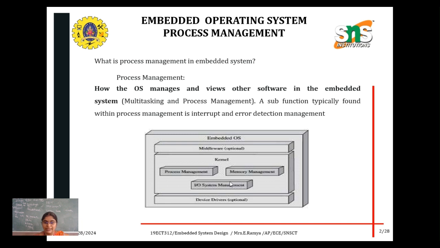In this diagram we can see different layers in the embedded OS. We have middleware. The kernel is the embedded OS's first function. In the kernel, we have three different managements: process management, memory management, and input output system management. And then it is connected to the device drivers. So mainly concentrate on this kernel in the embedded OS.